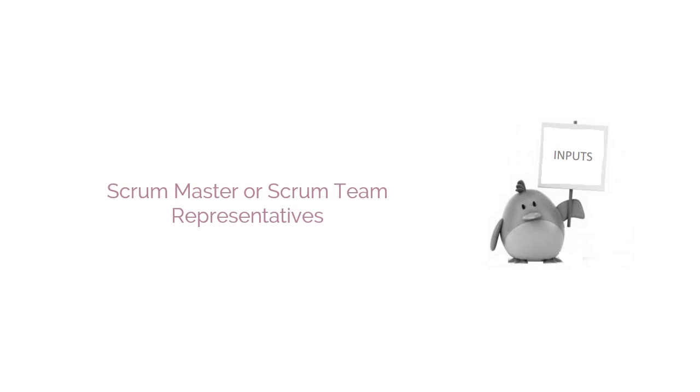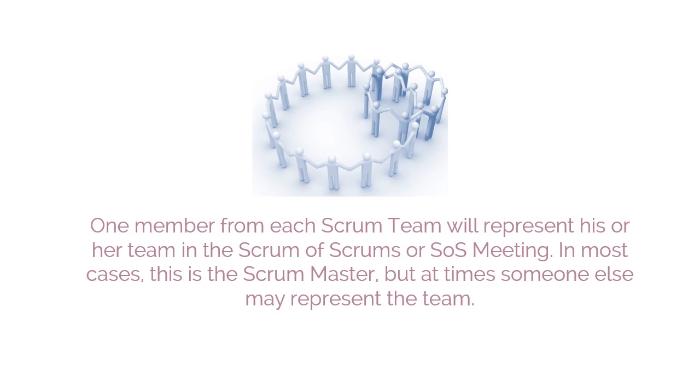So let's get started with the inputs for the process. First of all, let's consider the Scrum Master, or Scrum Team representatives, who act as the source of input. Normally, one member from each Scrum Team will represent his or her team in the Scrum of Scrums, or SOS meeting. In most cases, this is the Scrum Master, but at times someone else may represent the team.